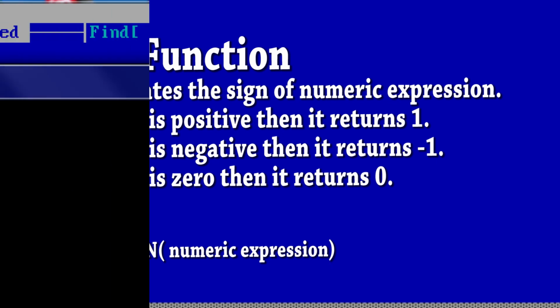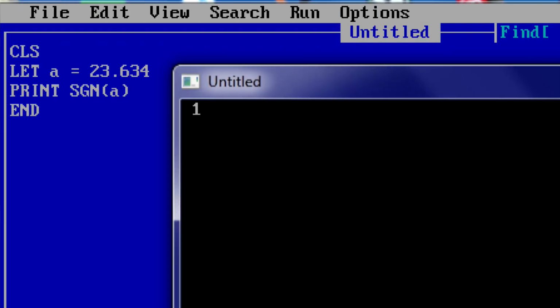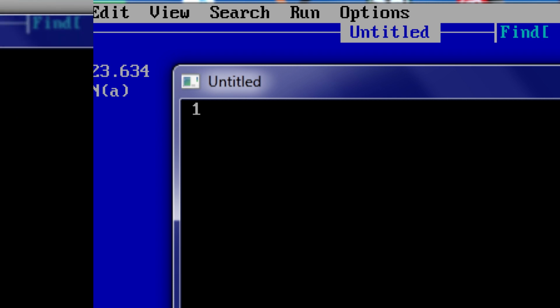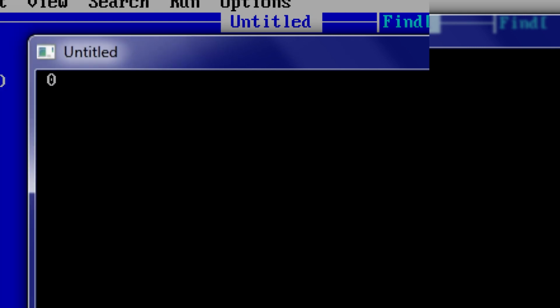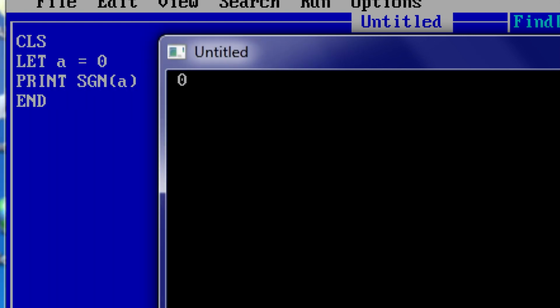So now you can see the example here. A equal to 23.634 and SGN, it is positive, so the output is 1. In another example, minus 23.634, it is negative, so the value is minus 1. And if you have given equal to 0, the output is also 0. You can note that if you have any confusion, then you can ask me and write in the comments.